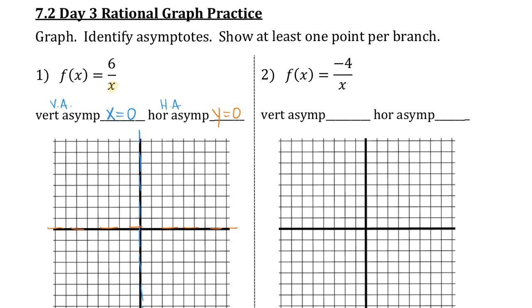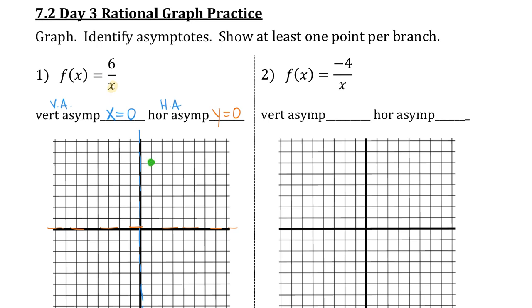Because we have these asymptotes, if we get one good point on each side, we can actually get a decent graph. Since the vertical asymptote's at x equals 0, I'm going to plug in a number on the right. I'm just going to plug in 1 because it's easy. 6 divided by 1 is 6. So when x is 1, I get a point way up here, 6.